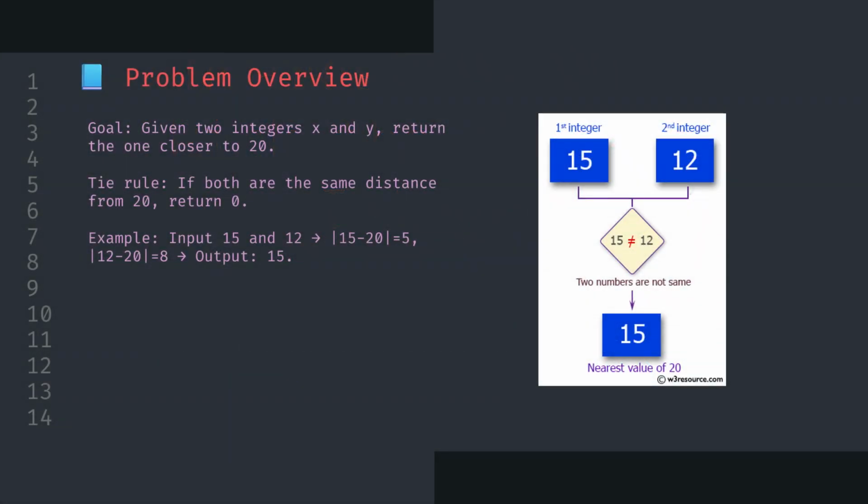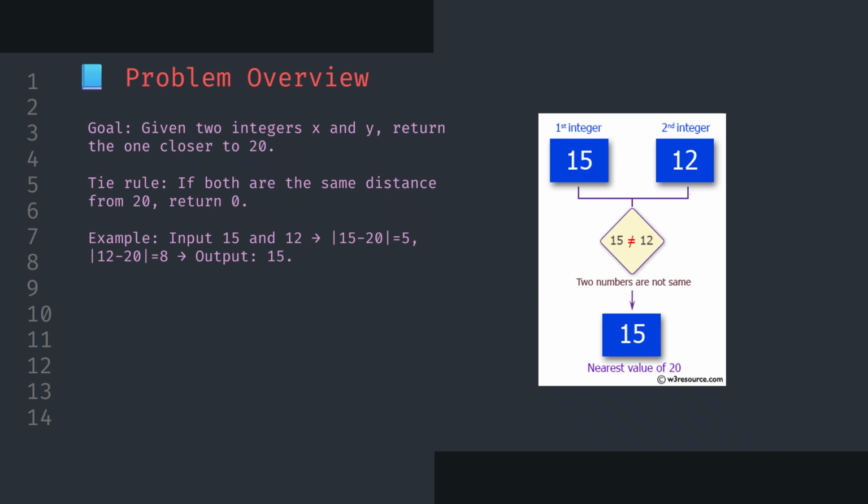Here's the idea in plain language. Compute how far each number is from 20 using absolute differences. If the distances are equal, i.e. it's a tie, we output 0. Otherwise, we output the number with the smaller distance.